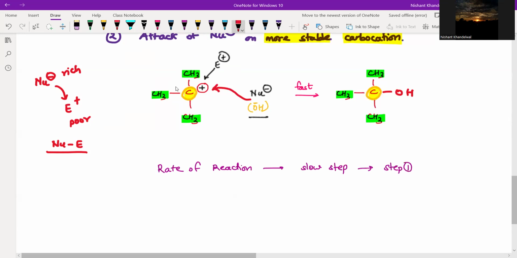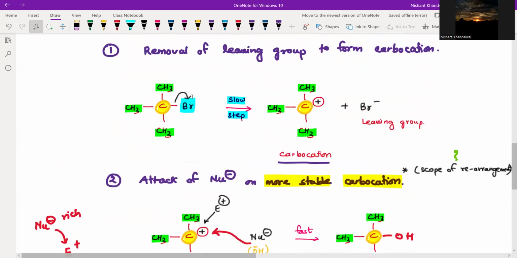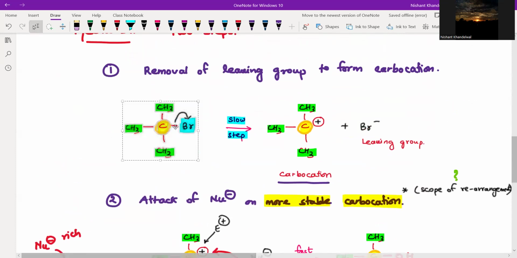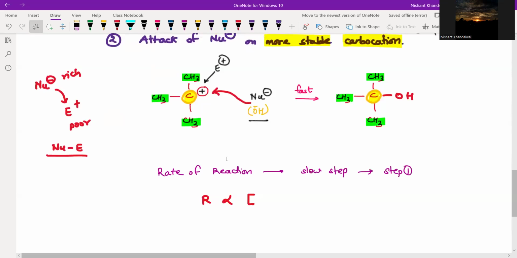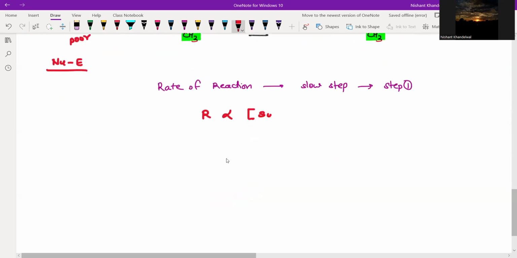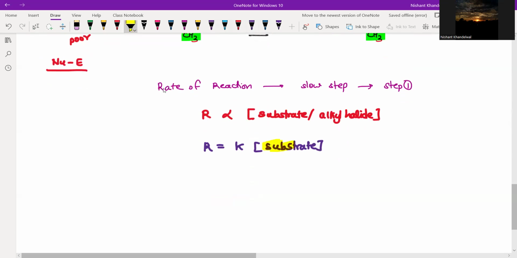So we can say the rate of the reaction, R, is directly proportional to the concentration of the species which are reactants in step 1. In step 1 the reactants are only the alkyl halide, or the substrate. So the rate is directly proportional to the substrate, or you can mention alkyl halide, not the nucleophile, right? So you can remove this and you will get R equals K times substrate. K is the rate constant. So the rate is dependent only on the concentration of alkyl halide, not on the nucleophile, right?